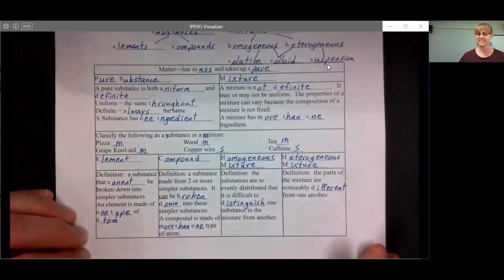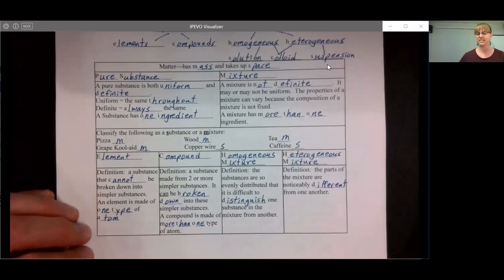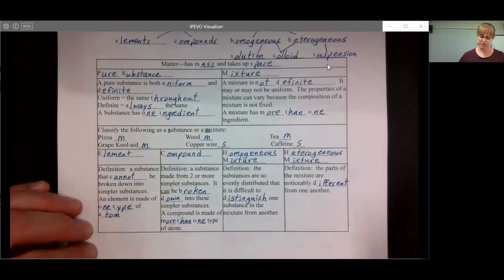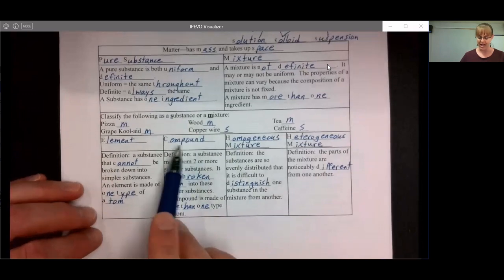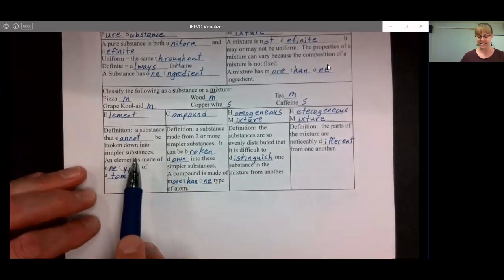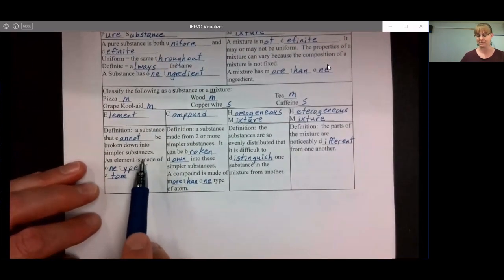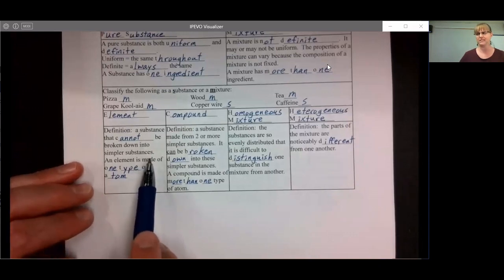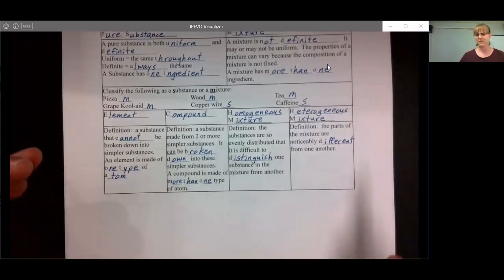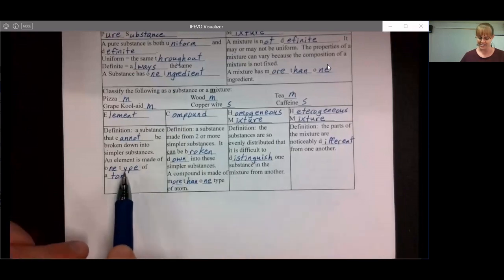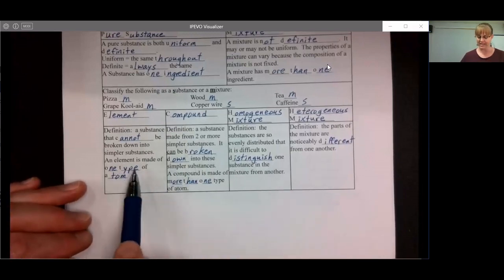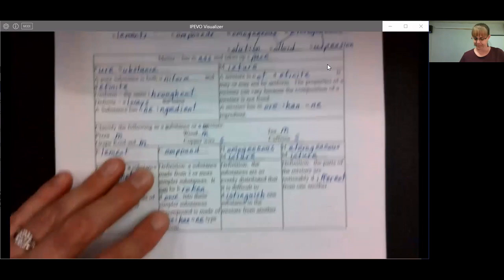All right, next let's look a little more closely at each of these items. First of all, a pure substance is either an element or a compound. An element is a substance that cannot be broken down into simpler substances. If you do, it's not the same thing. It becomes protons, neutrons, and electrons, which need to be together in an element. So an element is made of one type of atom.